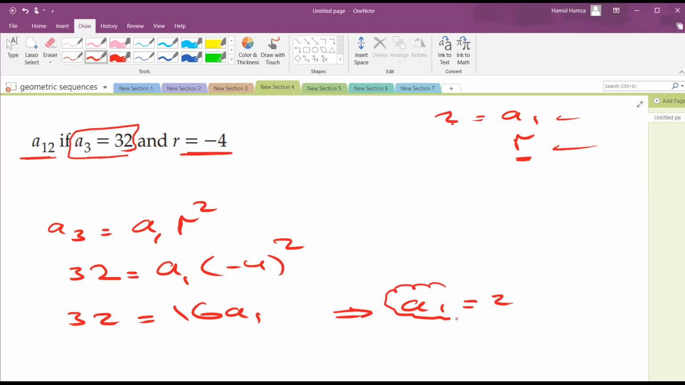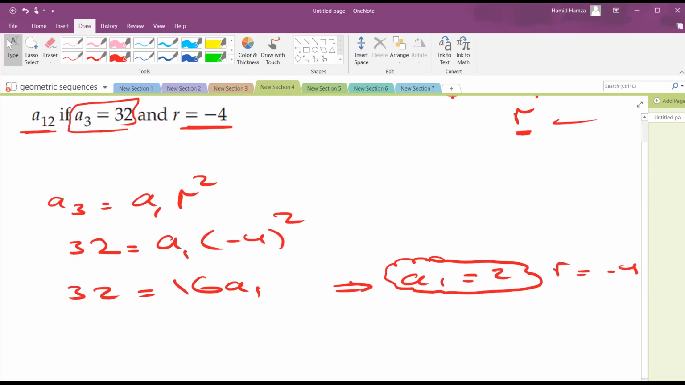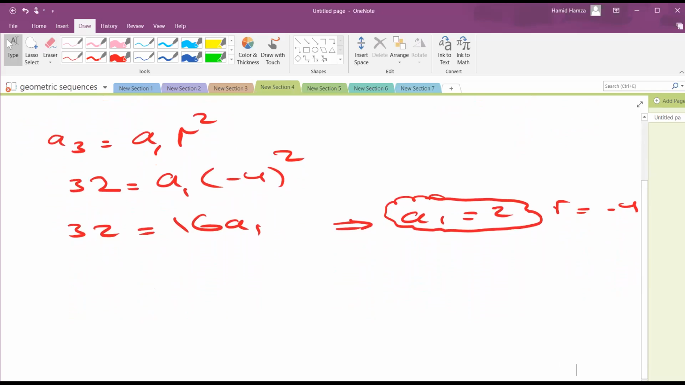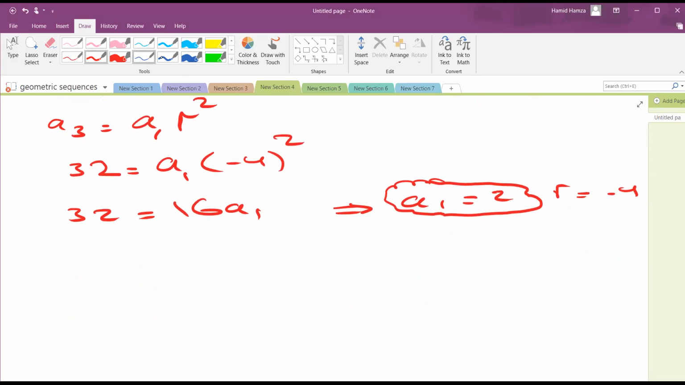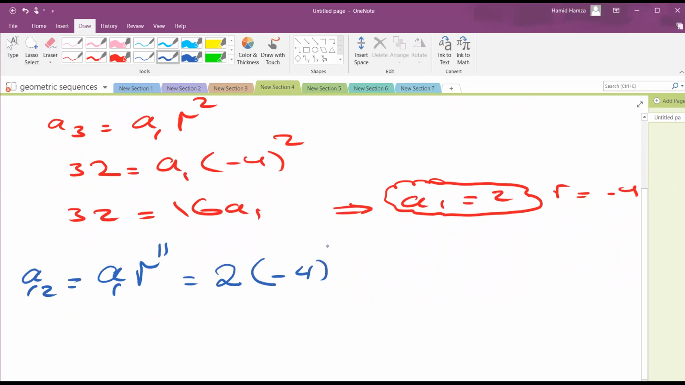Now, after knowing a1 and r, you can solve anything. You can find any requirement in a geometric sequence. So he wanted to find a12. So a12 will equal a1 r power 11. Just substitute: a1, which is 2, r, which is negative 4, power 11. So give me the answer, please.